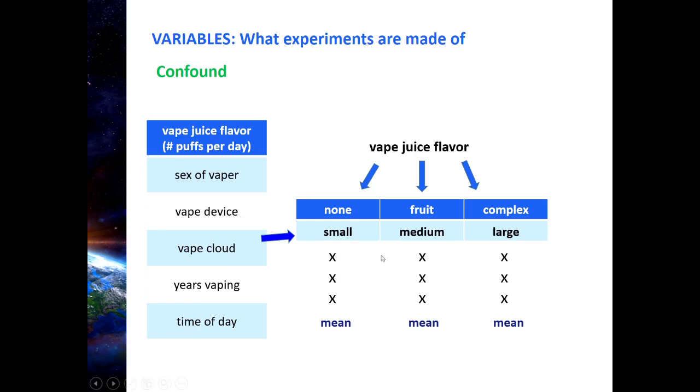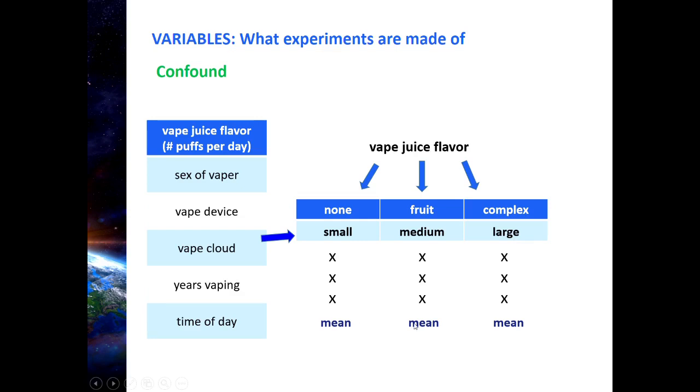where's my cursor? Here we go. The people who were in the no flavor group, their vape clouds on average were pretty small. So most of the people had small vape clouds. And then for the fruit flavored group, most of the people in this particular group produced medium-sized clouds. And in the complex flavored group, most of the people produced large vape clouds. All right, so now we've got a problem.